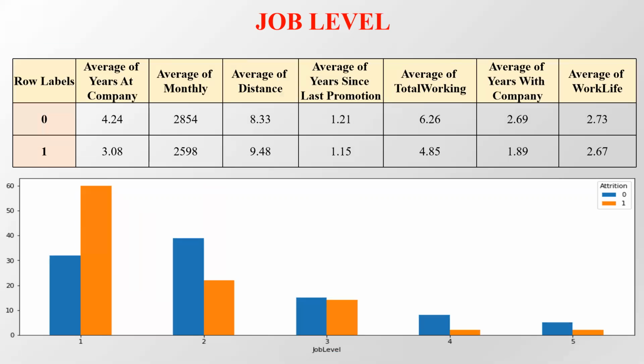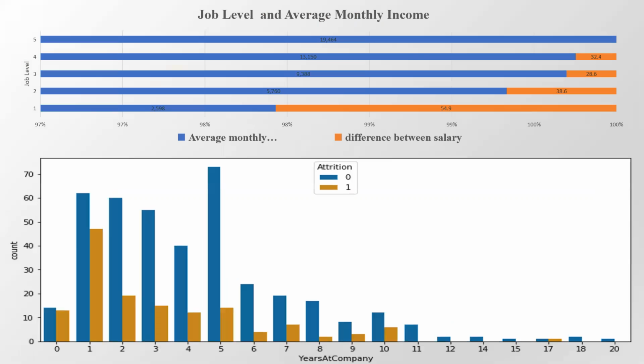Now let's see why employees have left the company at job level 1. What is happening at job level 1? So this is the monthly income and job level stacked bar graph, and in this we can clearly see that the difference in monthly income between job level 1 and 2 is more than half. We can see here it is around 54.55%. It is more than half, and this is the maximum difference among job levels 1, 2, 3, 4, 5. And further, these differences are smaller as compared to job level 1.